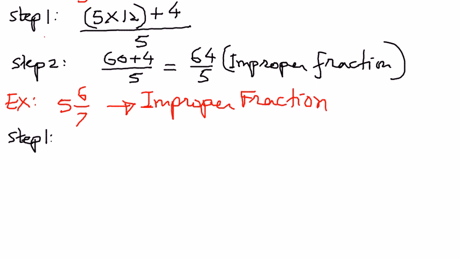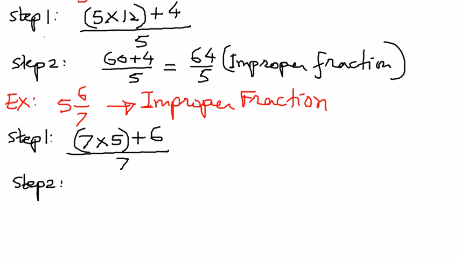We take the denominator of the fraction, which is 7, multiply it by the number on the side, which is 5, take the product of that, and then add it to the numerator of the fraction, which is 6, and then divide that whole expression by 7. So in step number 2, we're going to simplify that some more.